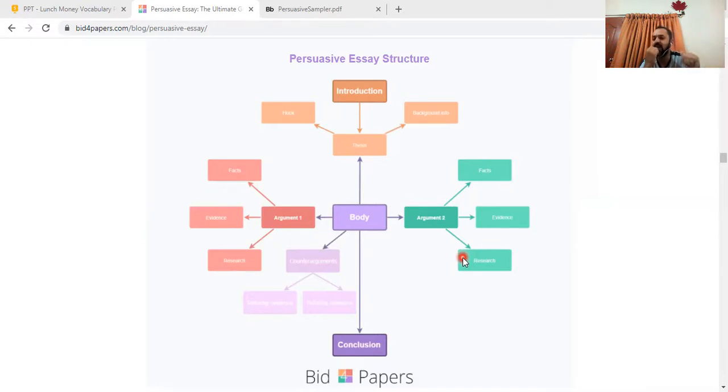काउंटर आर्ग्यूमेंट कैसे स्टार्ट करेंगे? आप कह सकते हैं ऑन द अदर हैंड, राइट? In contrast to this, on the contrary means opposite, contrast means भी opposite, on the other hand भी कह सकते हैं, यानी आप दूसरा व्यू देना चाहते हैं, right?